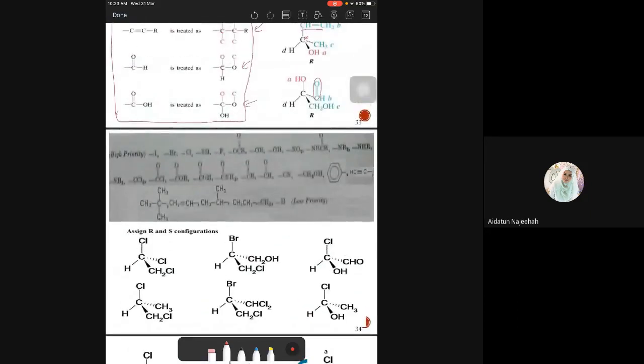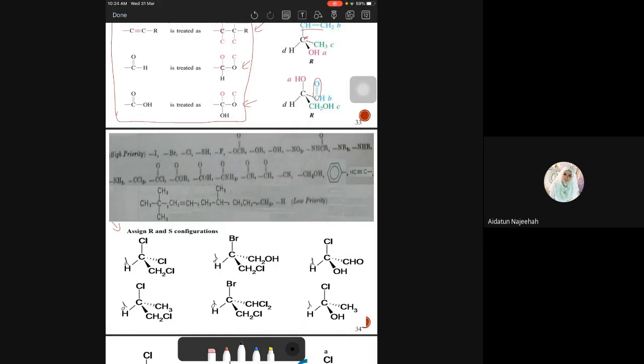Okay, this one, let's try. Assign R and S configuration for the following. Based on this, if you see any hydrogen available on the structure itself, this will be considered as having the least priority. So H will be D, this one D, D, and D, D as well.